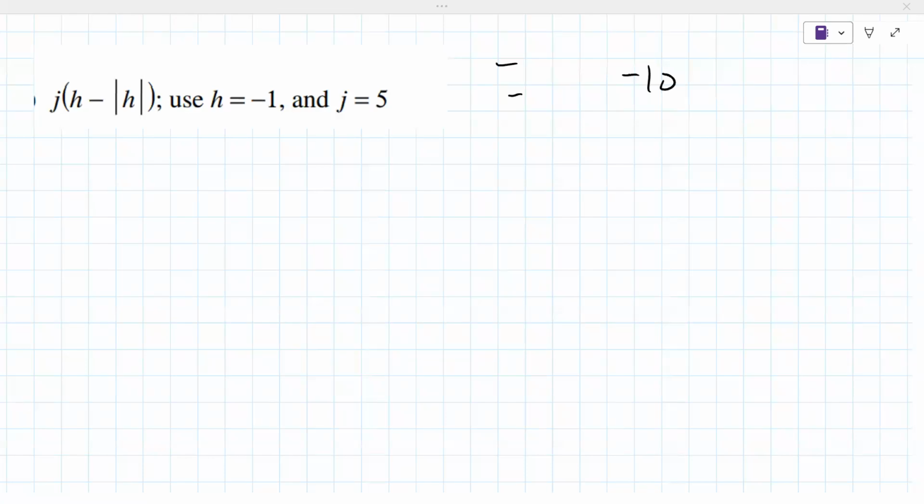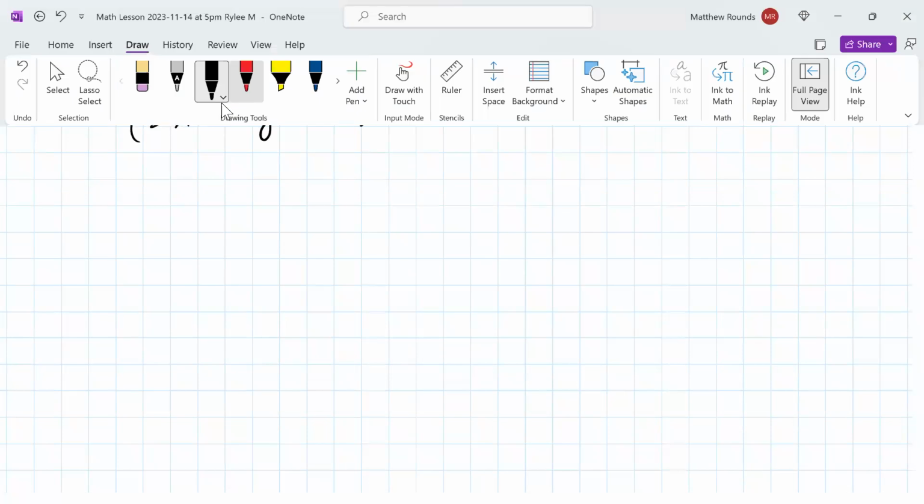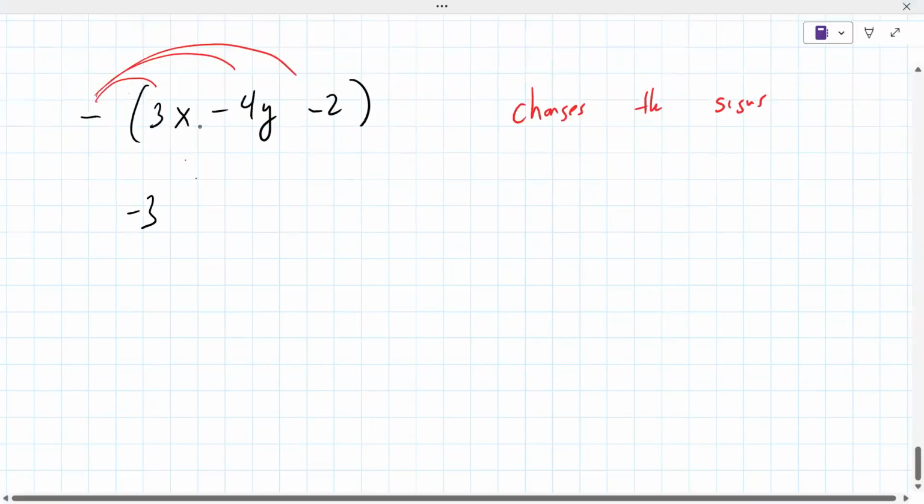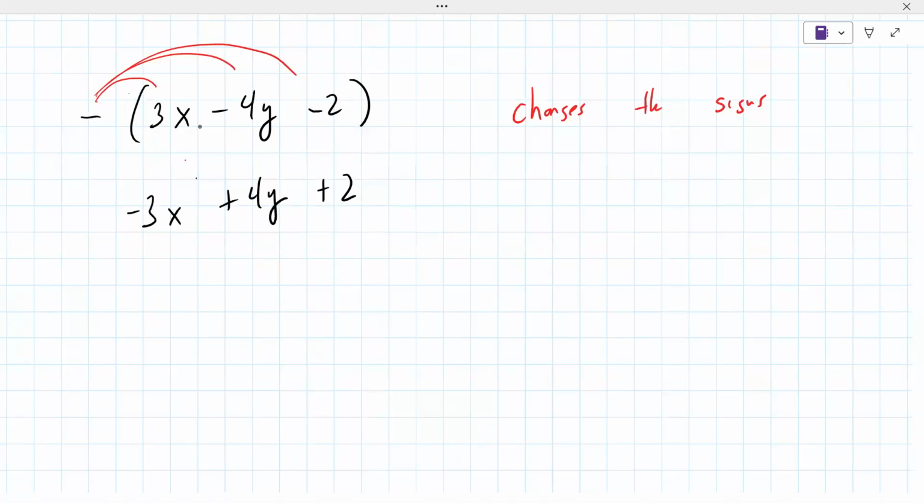So it looks like some distributive property with negatives. So let's talk about some basic ones. Let's say it's just negative of 3x minus 4y minus 2. This negative on the outside changes the signs of everything. So if it's positive, it becomes negative. If it's negative, it becomes positive. This would be minus 3x plus 4y plus 2. Does that make sense? Yeah. Okay.